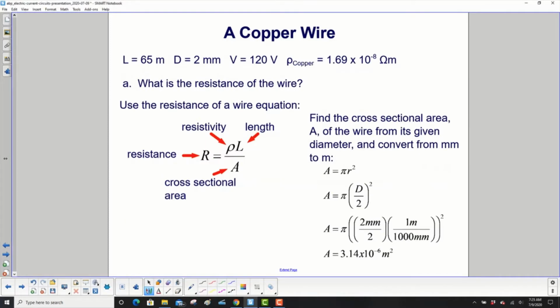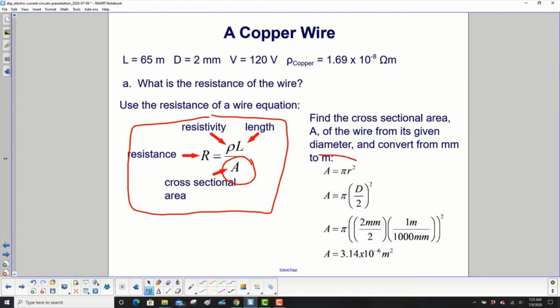What is the resistance of the wire? We have an equation to find that out. Resistance is equal to resistivity, which is a property of the material in the wire, the length of the wire, and then the cross-sectional area of the wire. First, let's find the cross-sectional area. It's a circle, so the cross-sectional area is pi r squared. We're given the diameter, so we have to cut that in half.